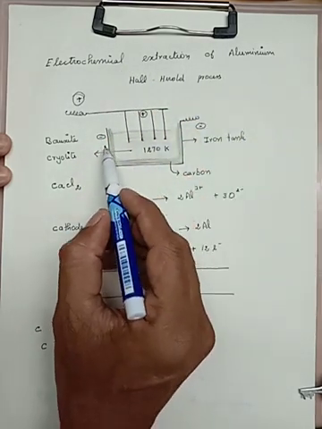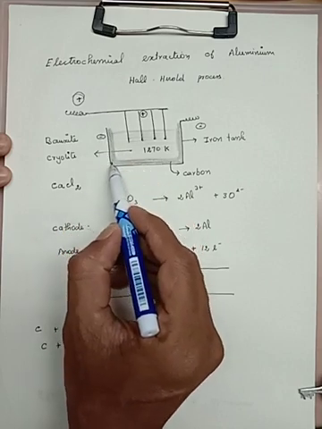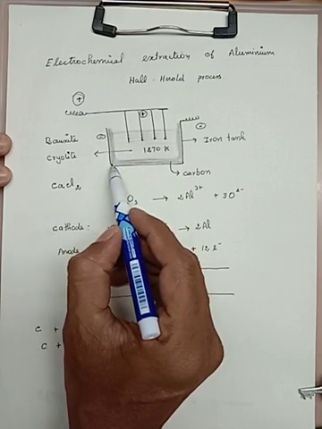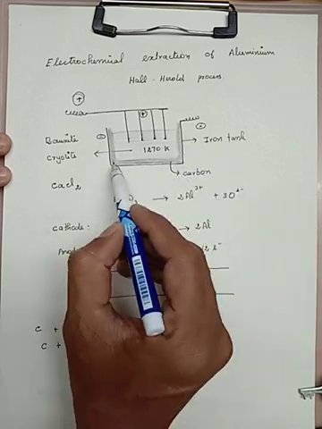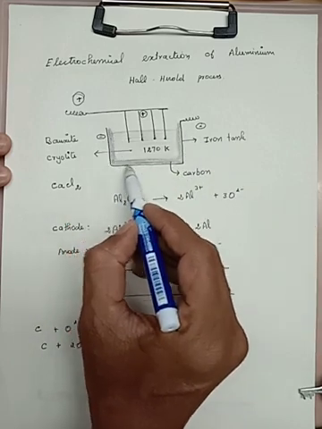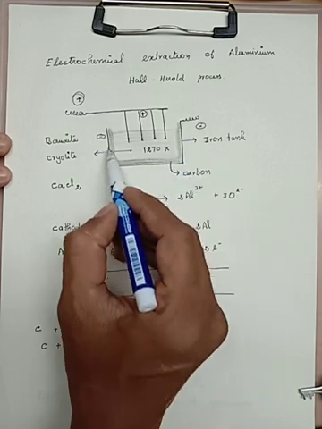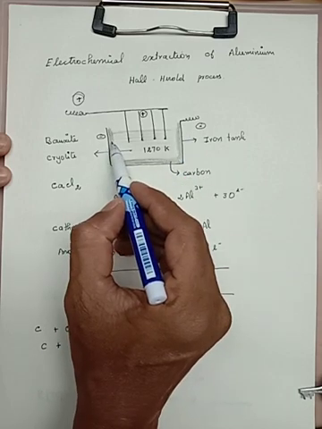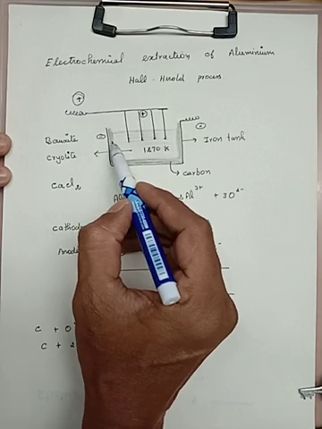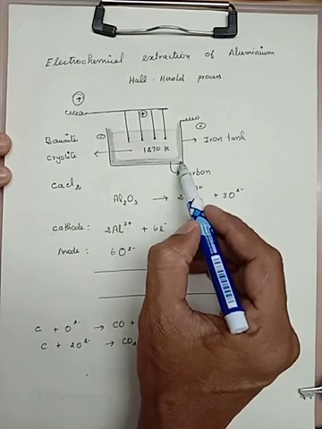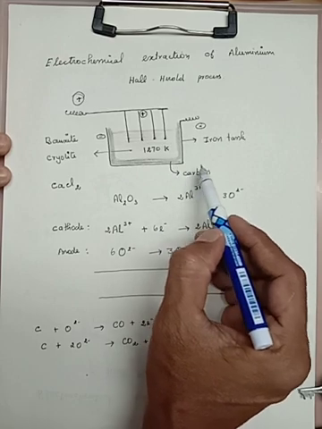Now the extraction apparatus or the container consists like this. This is an iron tank, inner lined with carbon. Why carbon? Carbon is a very good conductor of electricity. Also, it can withstand very high temperature. That is why we are choosing carbon.